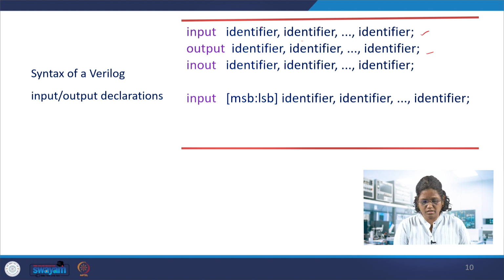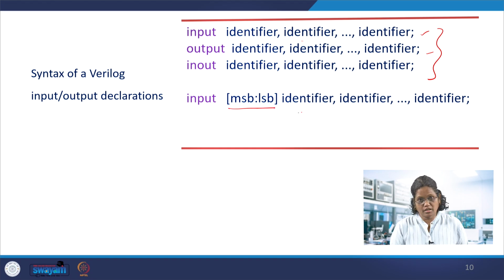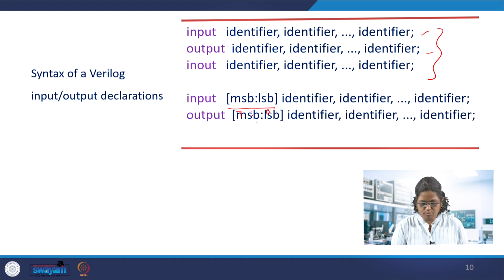In this case, the previous inputs, outputs and in-outs are single bit. The inputs can be multi-bit vectors as well, say an 8-bit vector. In that case, there should be a square bracket. The input should be declared with square brackets having the LSB and MSB. So suppose 8 bits, it is going to be 0 to 7, and it can be written the other way as well. The output also can be LSB and MSB, or 0 as well as 7. So we can write LSB colon MSB also, that is acceptable in Verilog: 0 colon 7 or 7 colon 0.